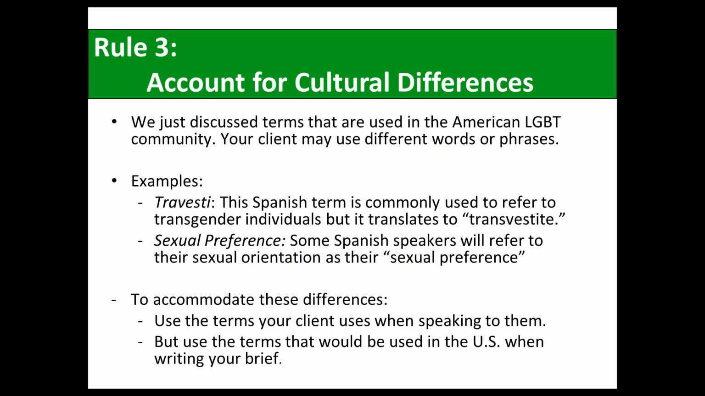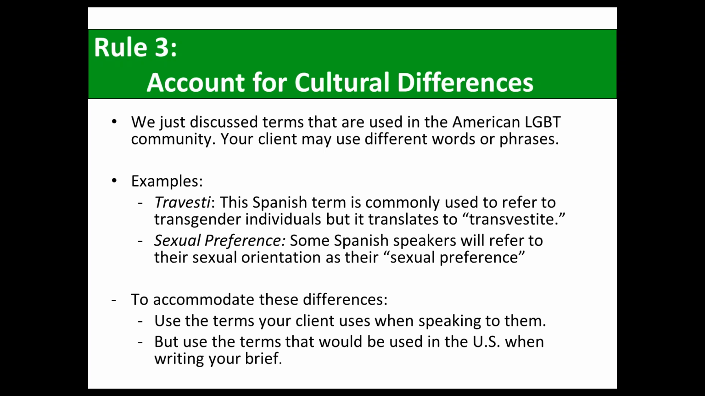Okay, so Rule 3, account for cultural differences. Remember that the perceptions of what an LGBT person is or is not vary by country, by culture. Some clients are not out and proud. They may be more reserved and private about their sexual orientation or their gender identity. Many clients may have experienced conversion therapy. Their family may have wanted to change who they are. And so some clients have a lot of shame around this, and they may even wish now or have wished before that they could change their gender identity or their sexual orientation because they connect it to why they were harmed. So it's important to keep that in mind.